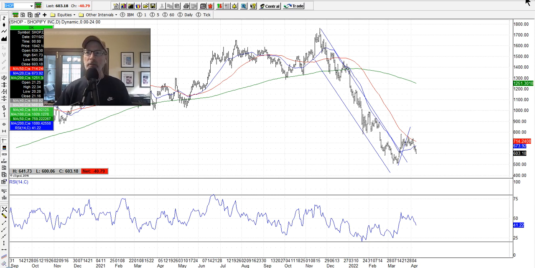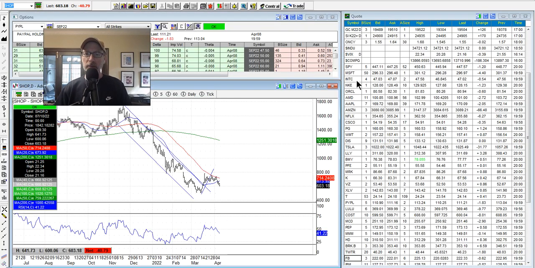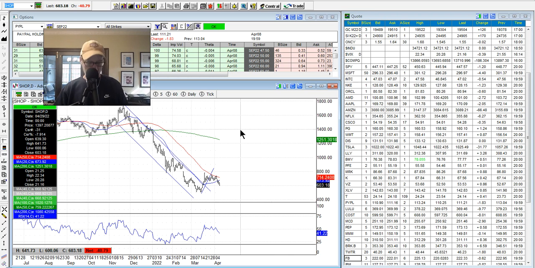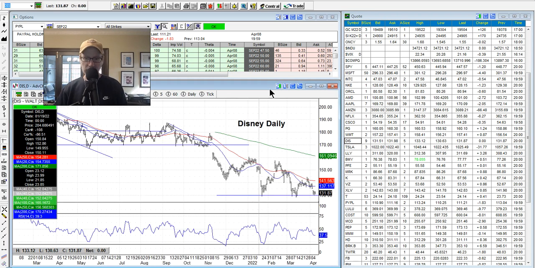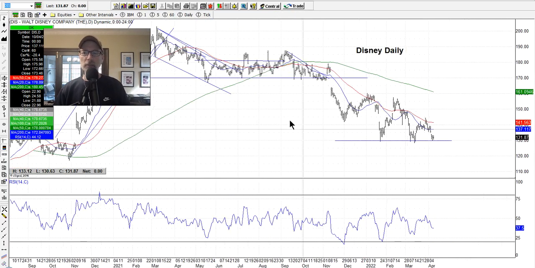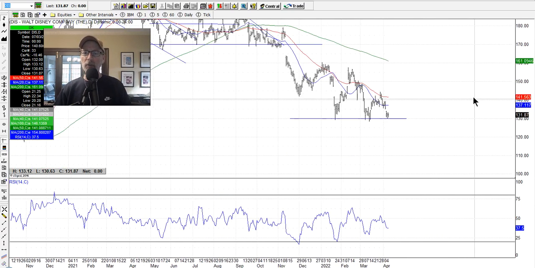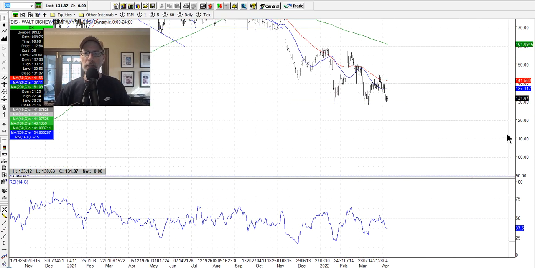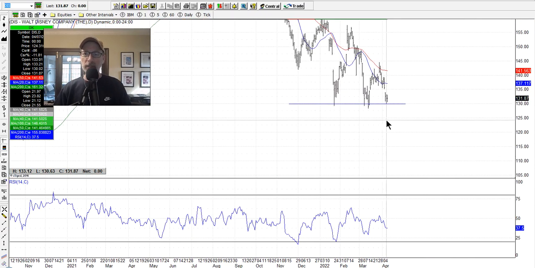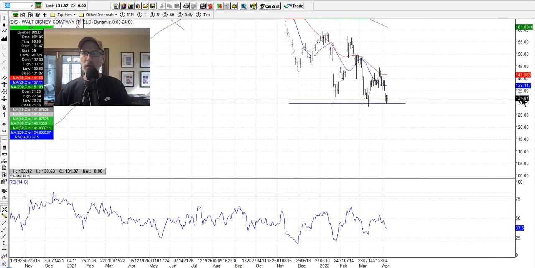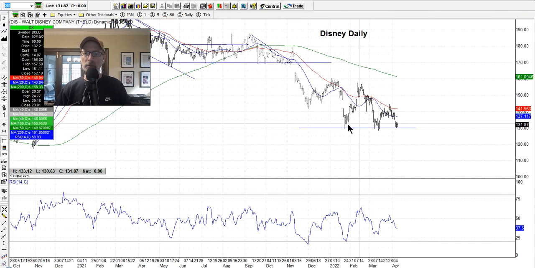Let's take a look at some other stocks that could be worthy. Let's talk about Disney and Nike, these stalwarts that I like to talk about. Disney, 130 is my level. I have orders in to buy more shares at 130. On Thursday, it ticked down to 130.02, so I missed my buy by 2 cents per share. Still have the orders in to buy at 130. There's the support.